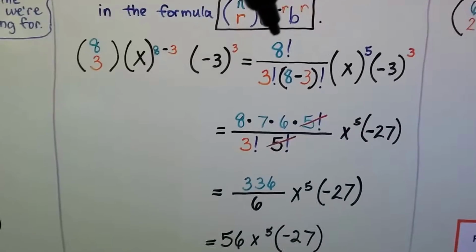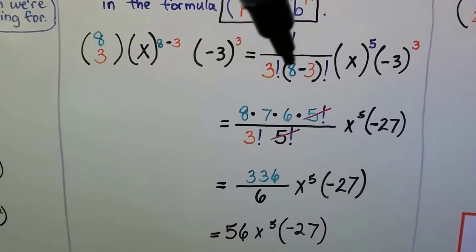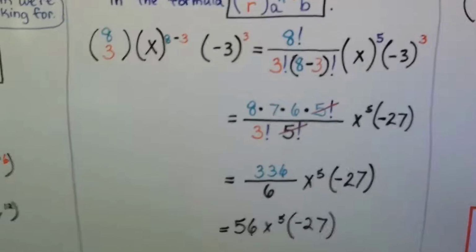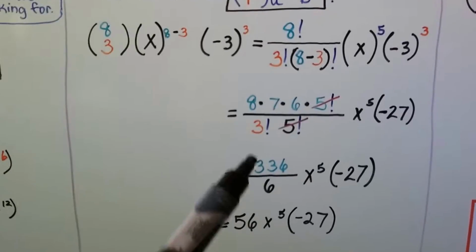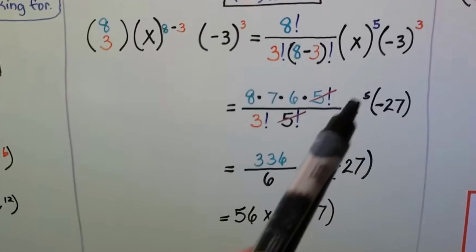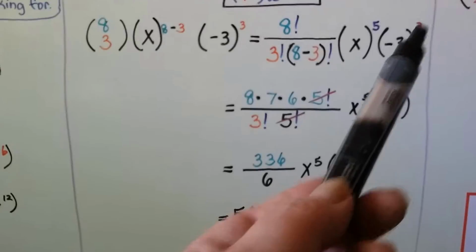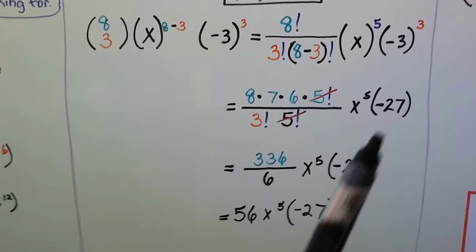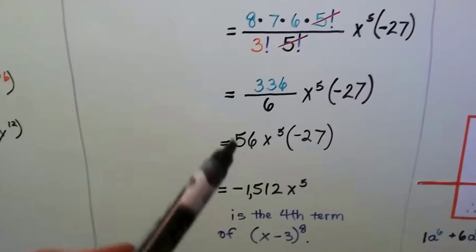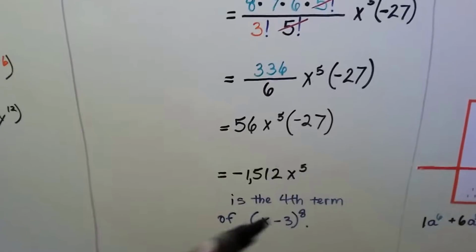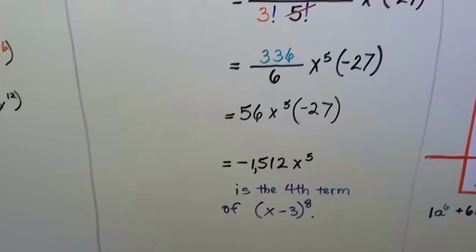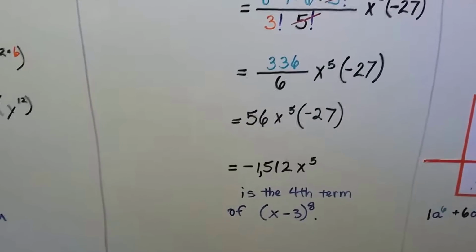We can write this 8 factorial with a factor of 5 factorial, because 8 minus 3 is 5. Okay, we can cancel those out. And we're left with 8 times 7 times 6 divided by 3 factorial, which is a 6. So we have 336 divided by 6. Here we have x to the 5th power, and negative 3 to the 3rd power gives us a negative 27. Now, when we divide this, we get a 56. We need to multiply this by the negative 27, and we get negative 1,512 x to the 5th power. And that's the 4th term of (x − 3) to the 8th power.